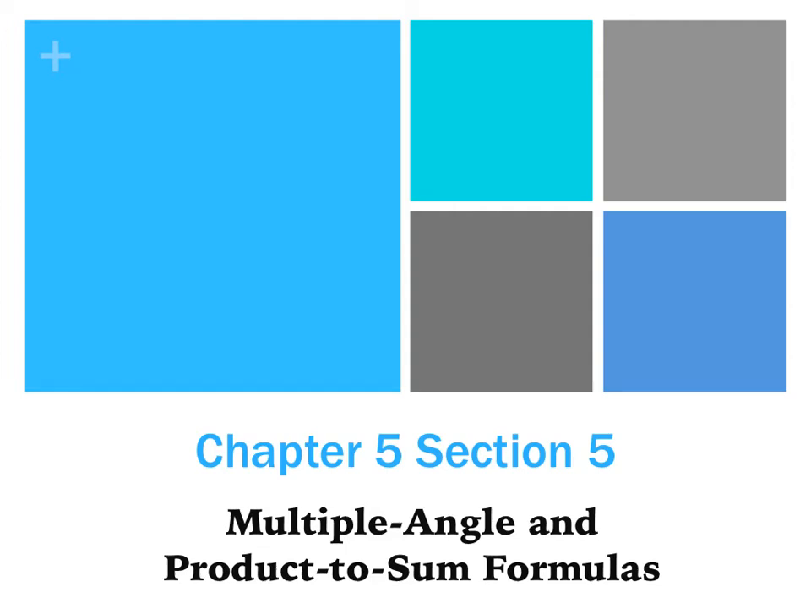So 5-5 is called multiple angle and product of sum formulas. And those are actually the two formulas that we're not going to talk about. We're going to talk about double and half angles. Okay. If you think about a double and a half angle, this is kind of like the sum and difference.